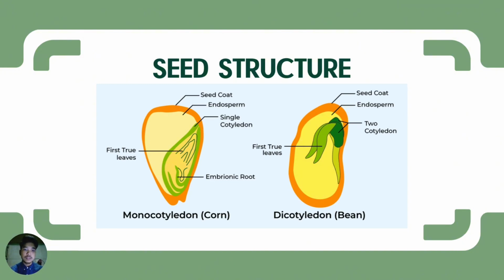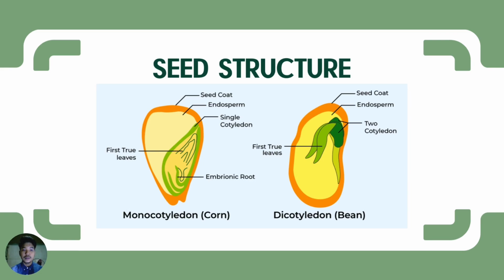So this is the seed structure. The seed coat is the outer protective layer of the seed, which protects the embryo from drying out, physical damage, and disease. There are two types of seed: first is monocotyledon and second is dicotyledon. The difference between the two types of seed is that the monocotyledon has a single cotyledon and the dicotyledon has two cotyledons.